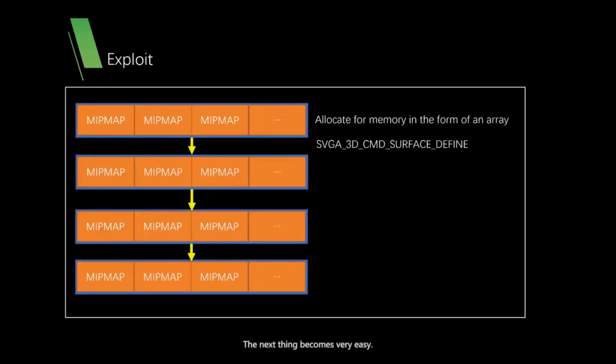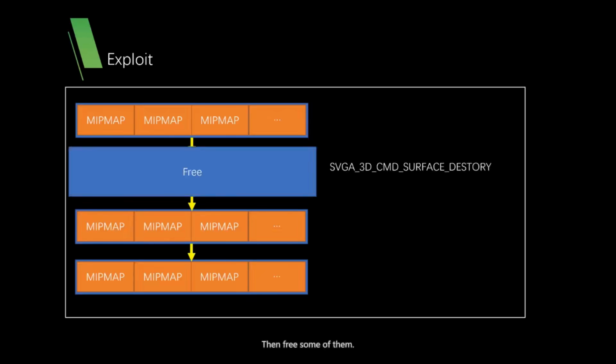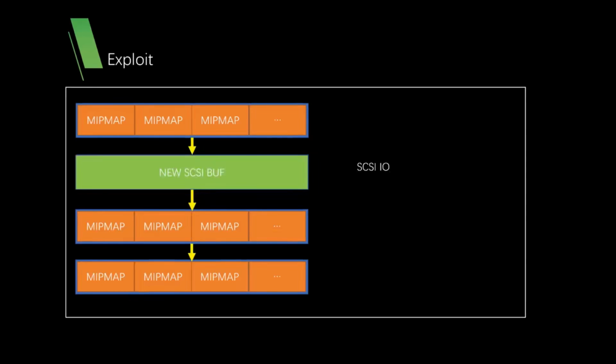The next thing becomes very easy. Through the heap spray, we can get the heap as shown in the figure. Get a series of map arrays, and then free some of them to create some holes. Next, we create a vulnerable SCSI buffer object assigned to the previously released address. Then at this point, the heap layout is finished.